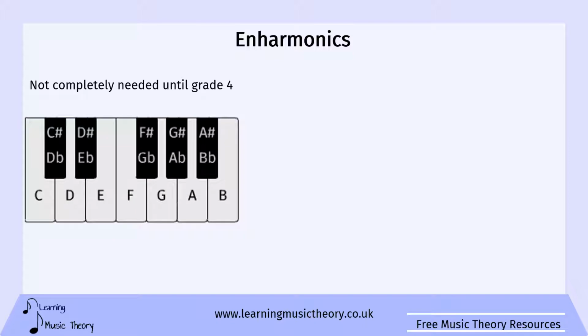So let's look at this on a keyboard. Here we have C sharp and D flat. Both of these are the same note. The notes are therefore labelled as enharmonic. They are two notes at the same pitch.